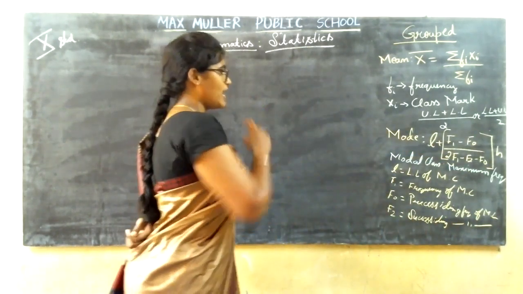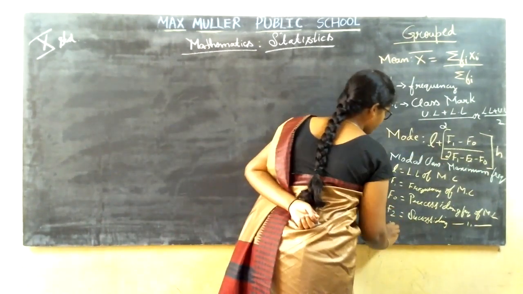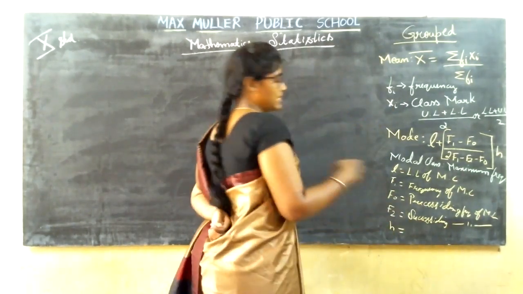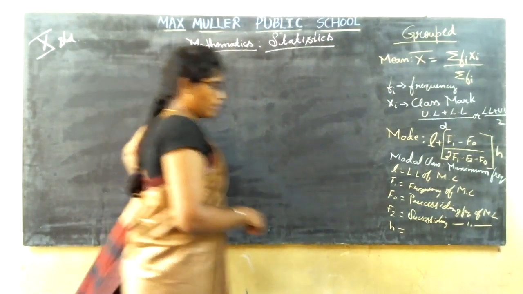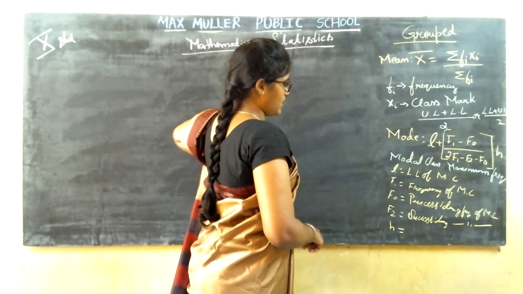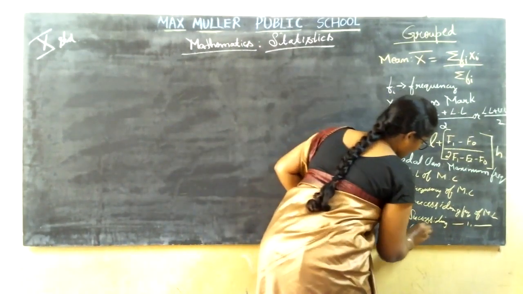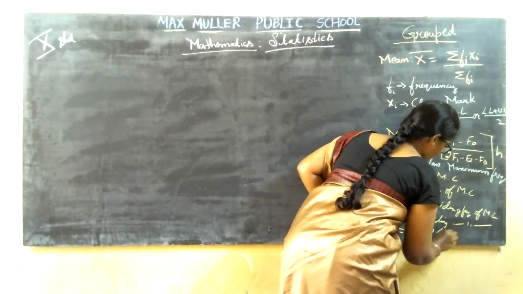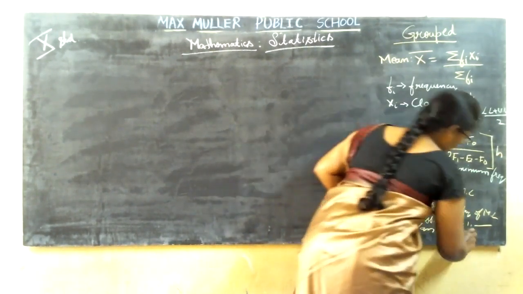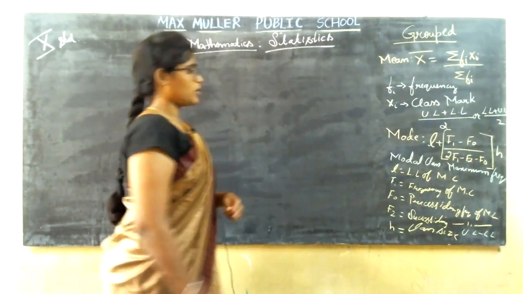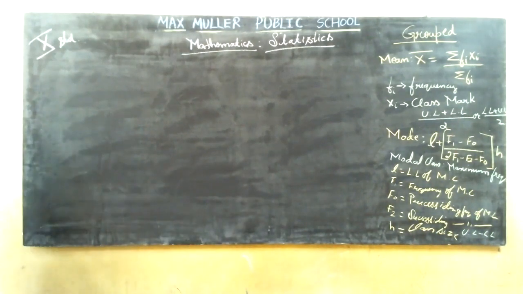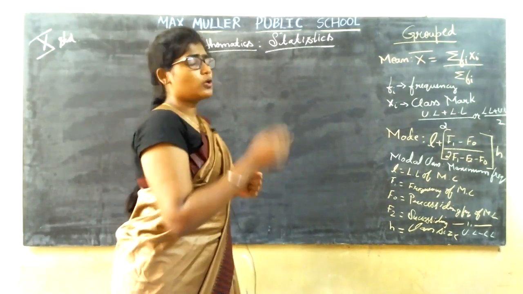Then, what is that H? What does that H represent? Does H represent the class interval? Yes or no? No. Then what else? H represents the class size. How are you going to find the class size? That is upper limit minus lower limit. Why? Because the upper limit will be the greater number, lower limit will be the lesser number. This is what you have learnt in the previous class. Yes or no?